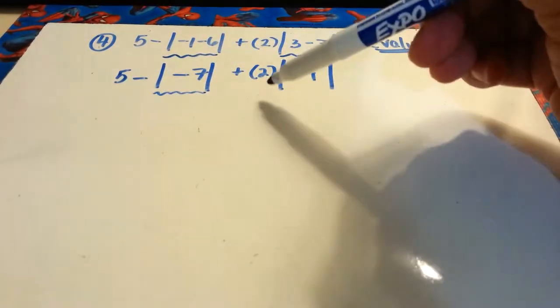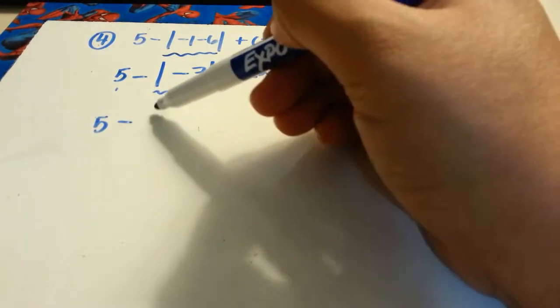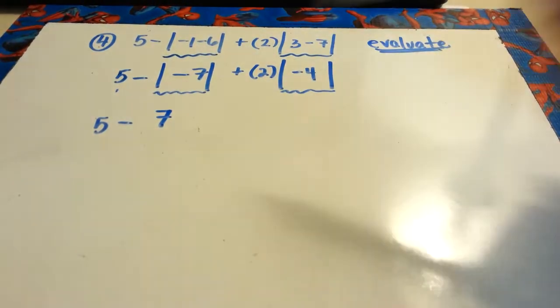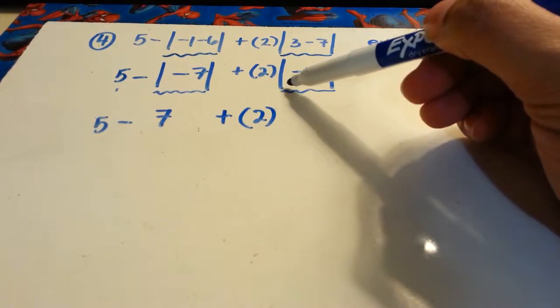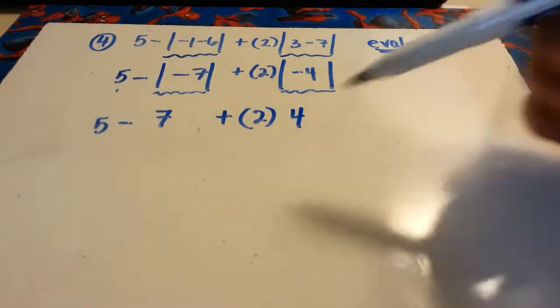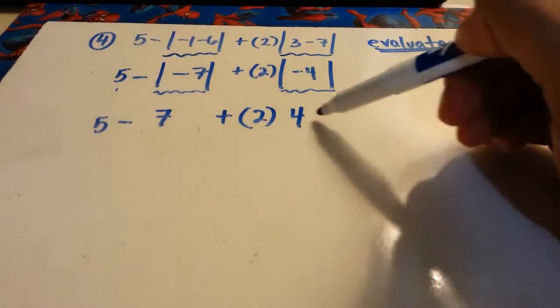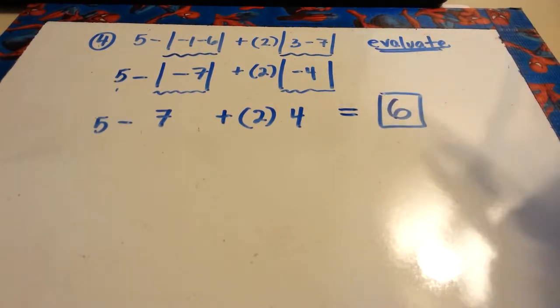Now we're going to evaluate the absolute value. This is 5 minus, what's the absolute value of negative 7? Well, it's 7. Plus 2 times the absolute value of negative 4, which happens to be a 4. And then you type all of this into your calculator, and you get a 6. And when you look at the test, the answer choice would be B.